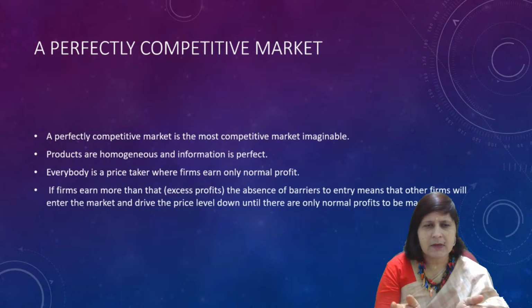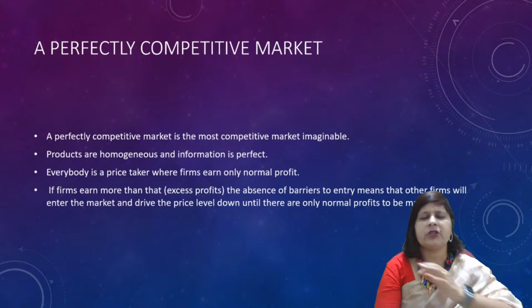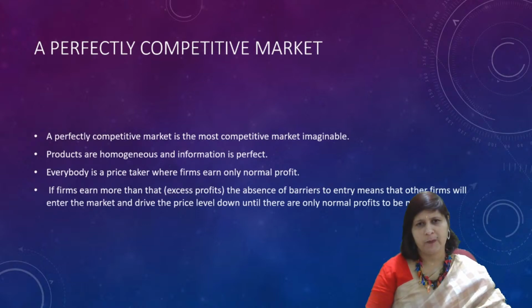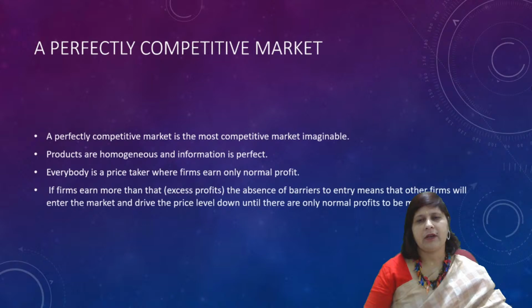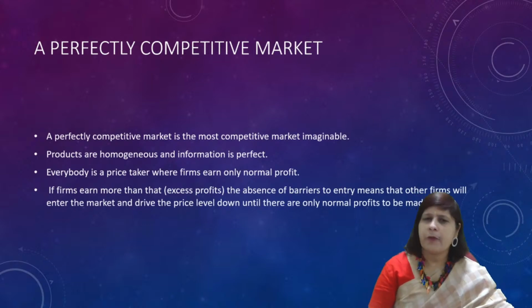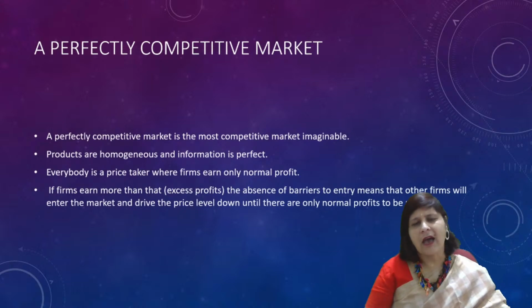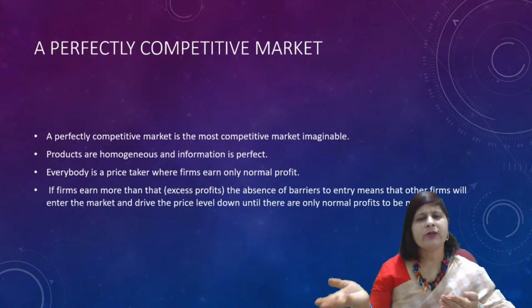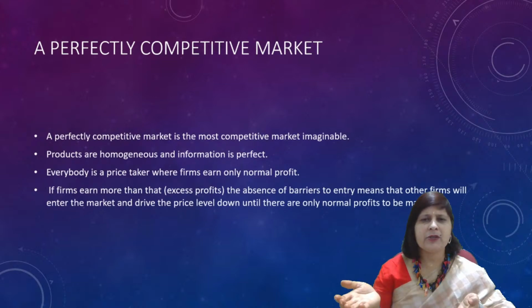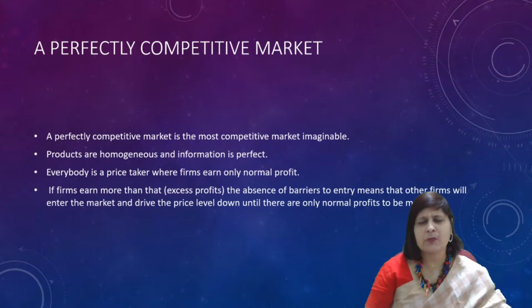So if we discuss the market according to the competition, then the first market is the perfectly competitive market. The perfectly competitive market is the most competitive market. Products in this market are homogeneous and information is perfect. Homogeneous products are available. If the price of your product is higher, a customer will switch to another company's product. So company products are homogeneous and information is perfect.